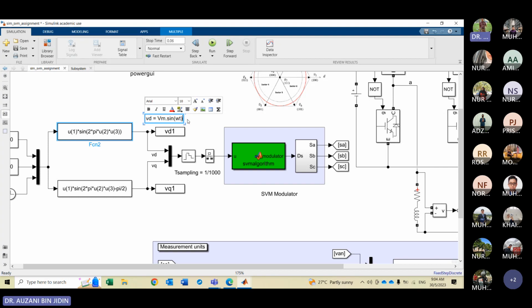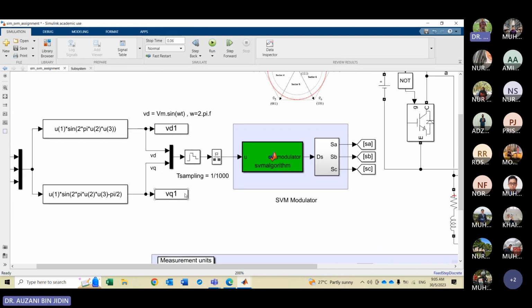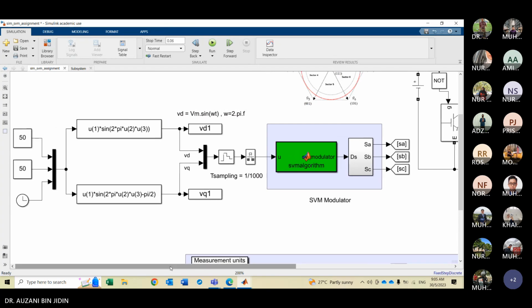So where the omega is equal to 2 pi f, is it right? 2 pi f. Maybe I need to zoom, magnify the image. Nampak? So this case I designed the VD signal, which is the sine function, using the function block here. So where these two function blocks require three inputs, which are U1, U2, and U3.